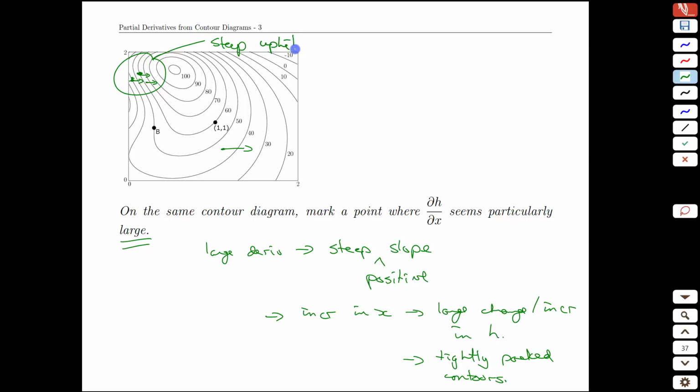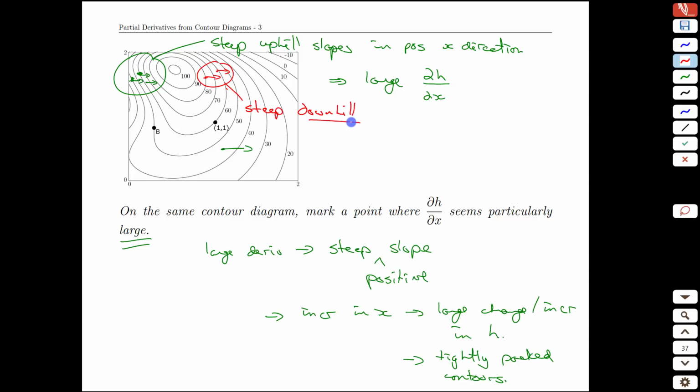uphill slopes in the x direction, in the positive x direction, and that would capture exactly what we mean by large partial derivative of h with respect to x values. Notice we probably would not include this region over here. This region over here, if we take steps in the positive x direction, it's still steep, but this would be steep downhill x slopes. And this would imply large but negative, which we wouldn't usually just call large negative partial derivative of h with respect to x values.